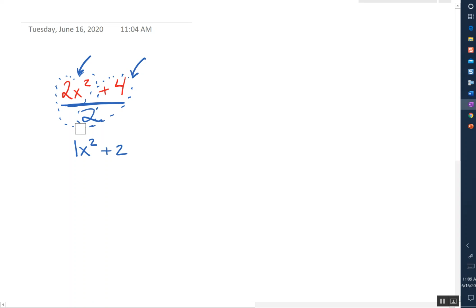And I do have a GCF. You don't want to leave that GCF. This 2 right here on the bottom that I found was the greatest common factor. I can't forget about it. I have to bring it down to my final answer. So I put it right here, and then I put parentheses around it.